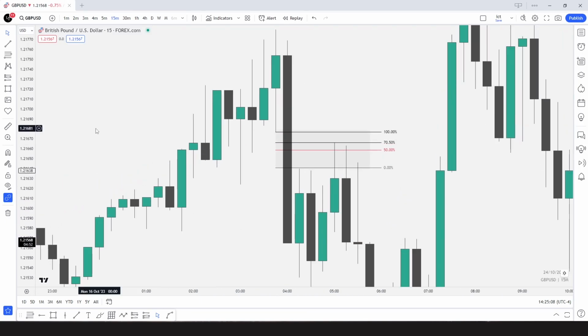This is how we use the consequent encroachment of a gap to give us more indication that we are on the right side of the market.